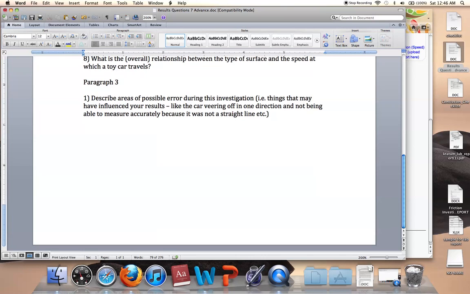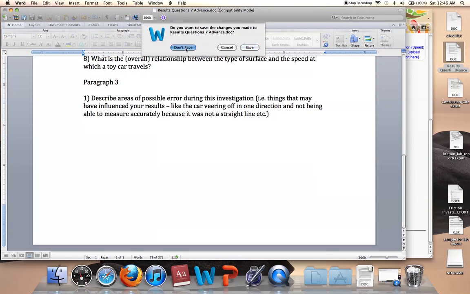And it's okay to have error. Every laboratory investigation that we do will have error. So I do expect to see something in this third paragraph. No one should say there was no error, because every student had error in their investigation.